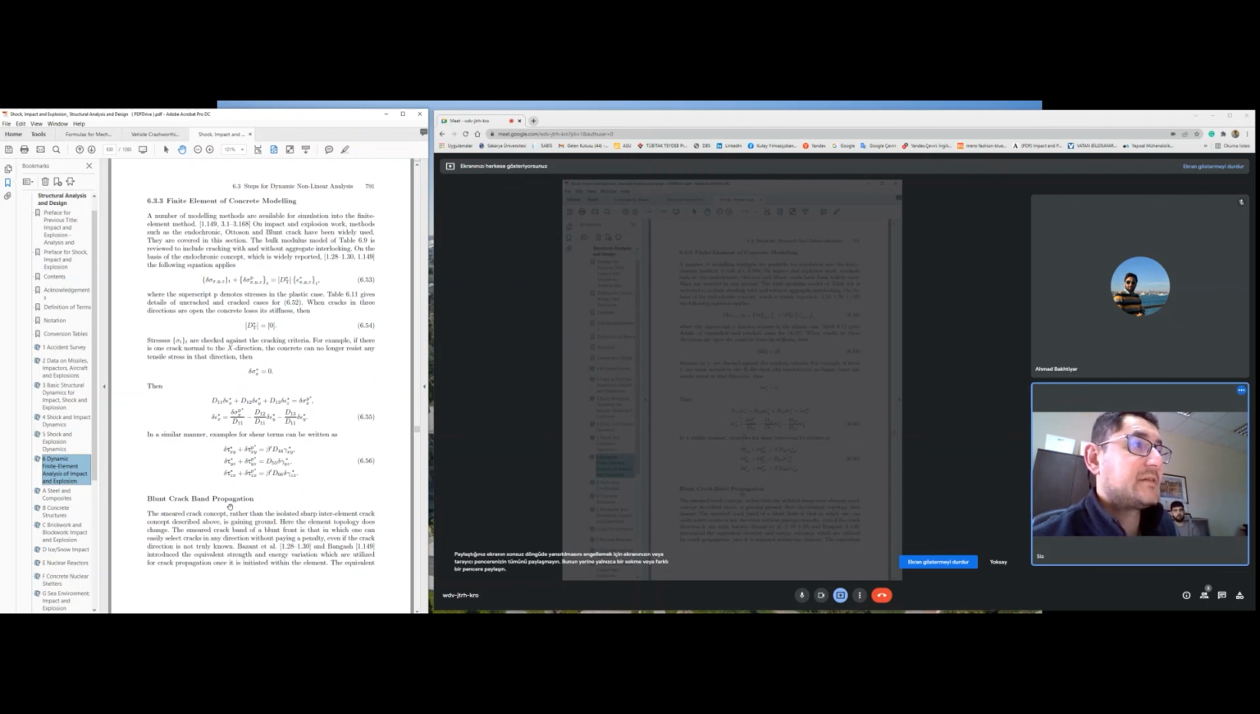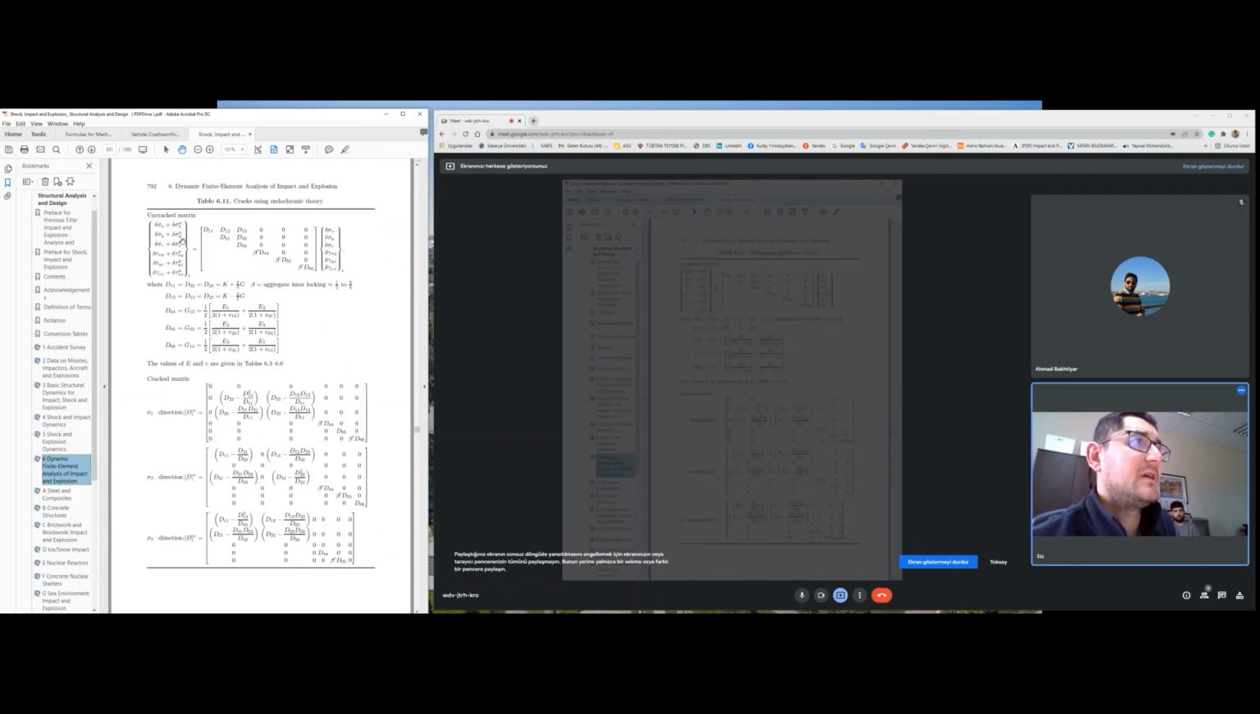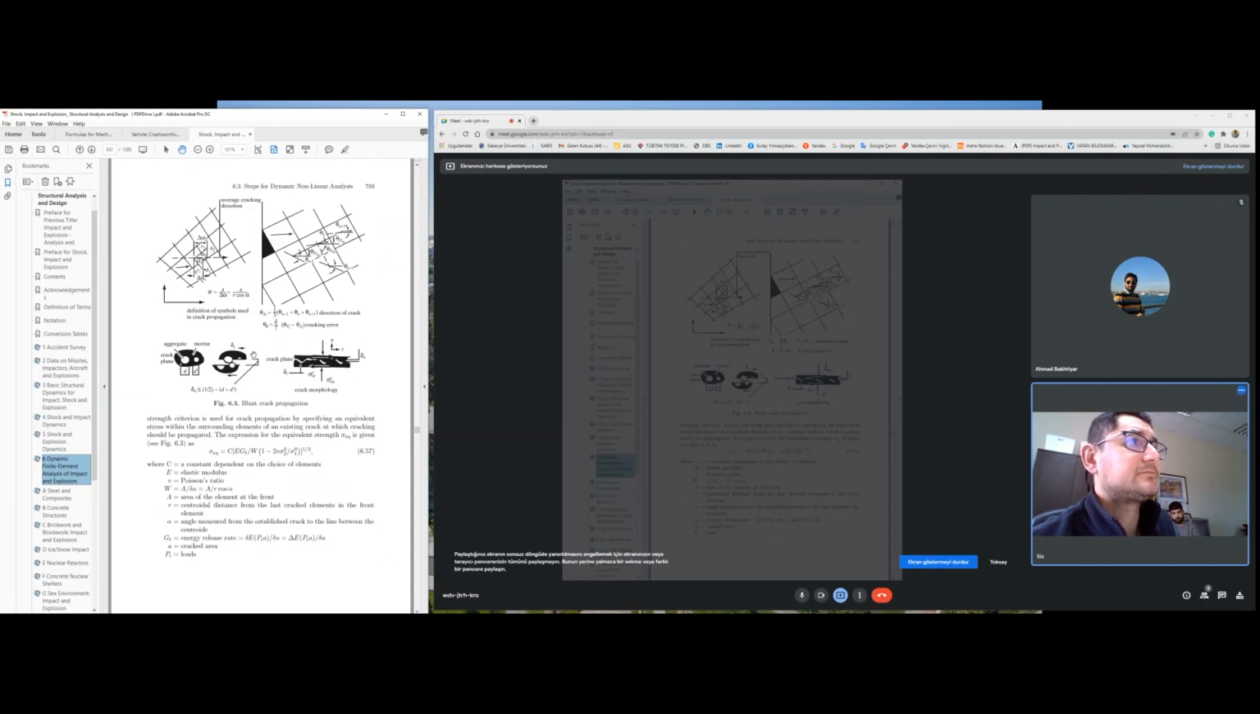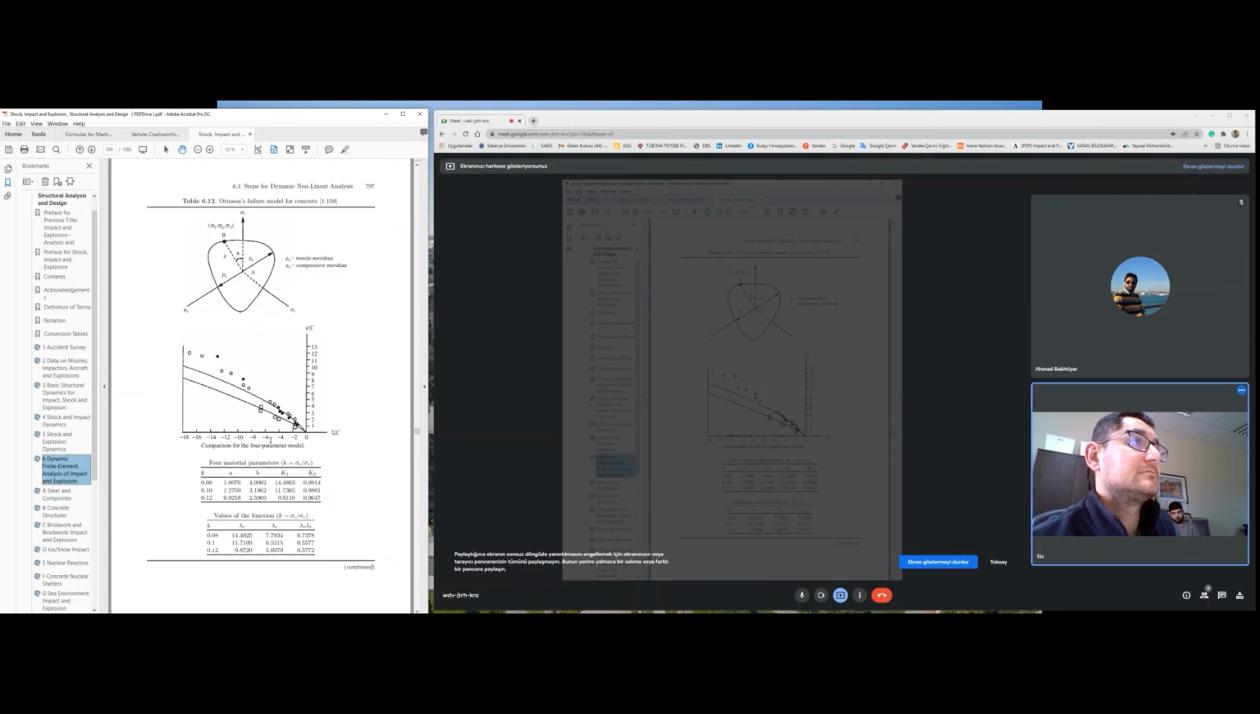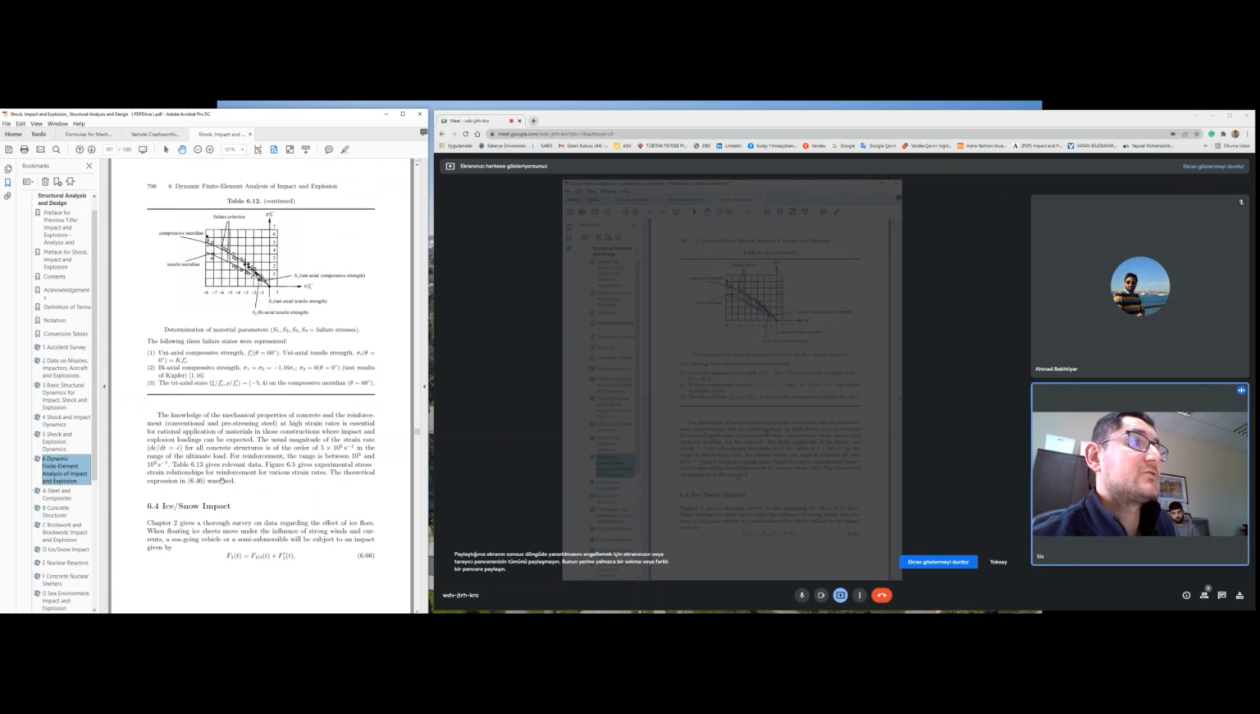Concrete, we are passing. Band propagation, blunt crack. I don't know, you can check this one also. Because detailed info is given, it's going to give you some ideas. Failure modes.